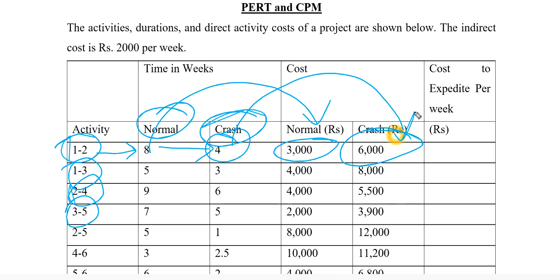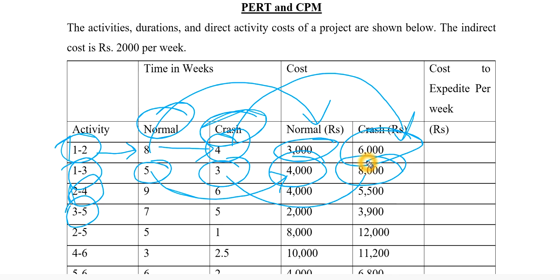Similarly, we are given normal time, crash time, normal cost and crash cost for all the activities. As you can see for 1 to 3, the normal time is 5 and crash time is 3. If I want to complete the activity in 5 weeks, the cost would be 4,000, and if I want to complete the activity in 3 weeks, the cost is 8,000. So if you want to complete an activity in lesser duration, then you have to increase the cost. These are the different time and cost trade-offs given to you in the question.